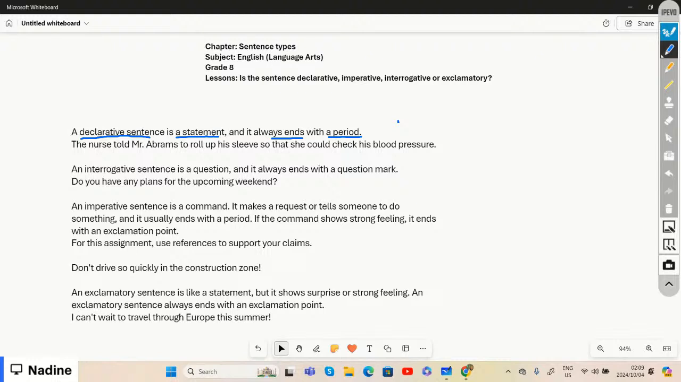And then we have an interrogative sentence. If you look at the word interrogative, think of when they are interrogating you. If somebody interrogates you or interrogates somebody else, what do you think they're doing? It's like they are asking that person in and out questions, multiple questions. So an interrogative sentence always ends with a question mark. That is basically a question that is being asked.